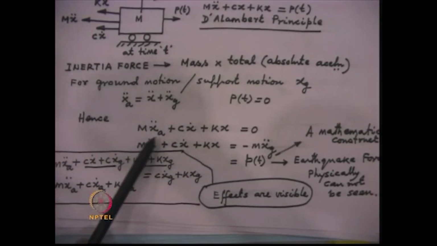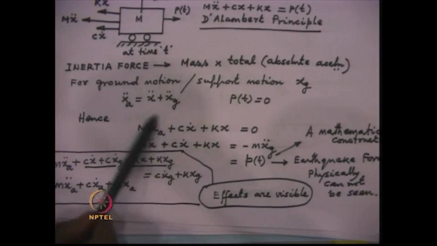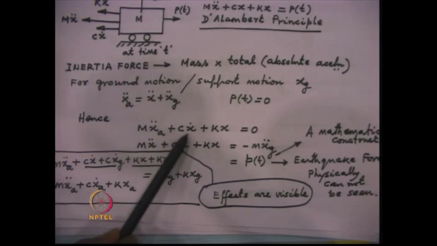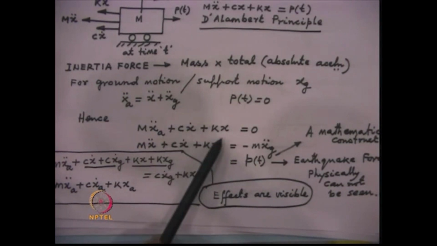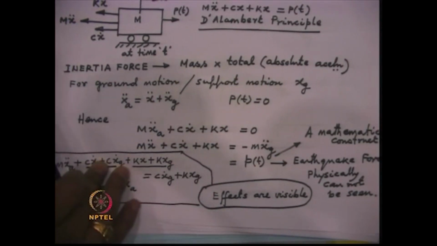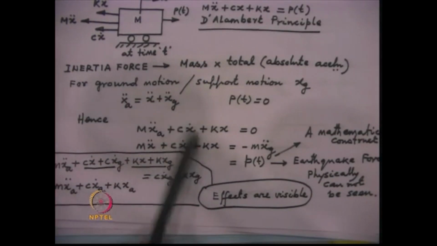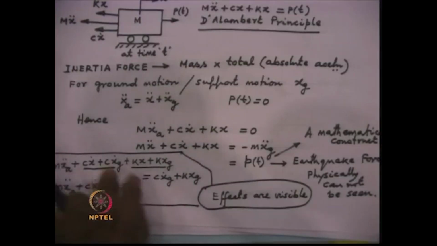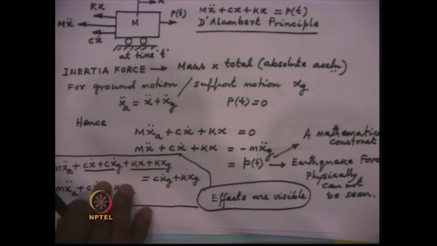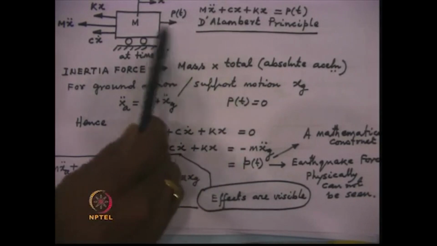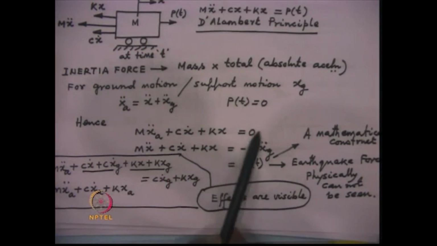So, that is what we write over here: m x double dot A becomes the inertia force, C x dot plus K x remain as before, because the restoring force in the spring depends upon the relative motion between the support and the mass, and it is assumed that the damping force is also equal to the coefficient of viscosity multiplied by the relative velocity. Since there is no force acting over here, it is set to 0.